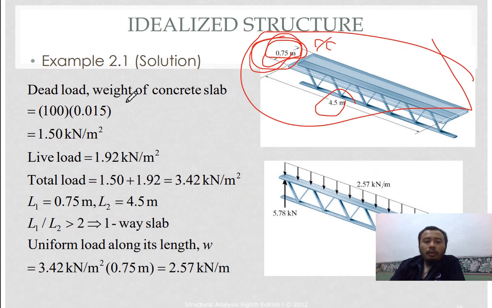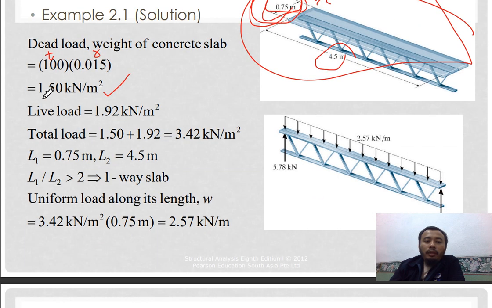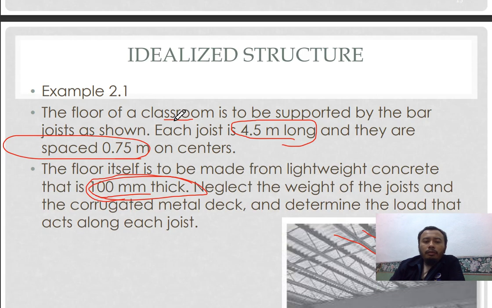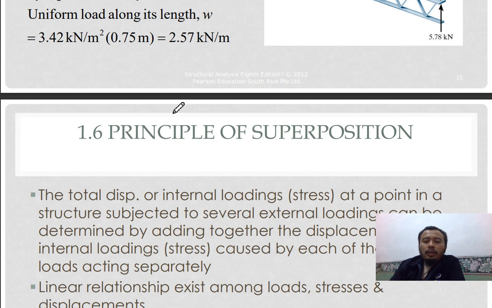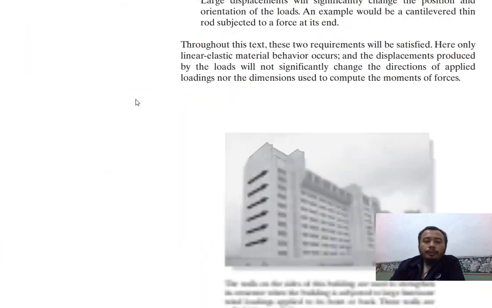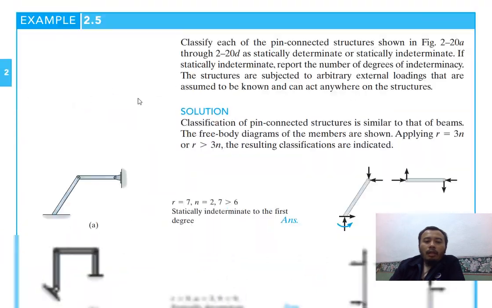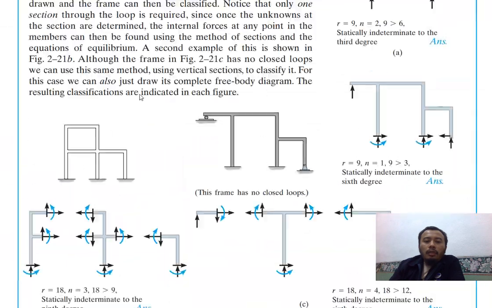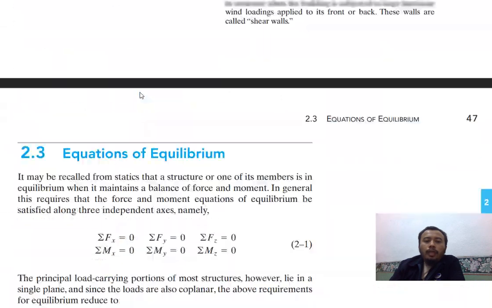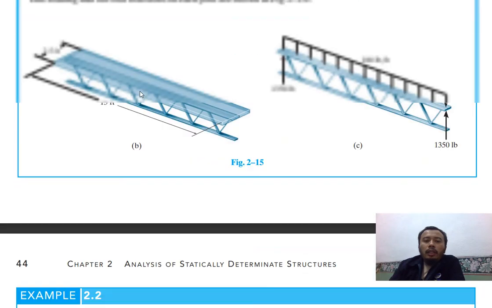So the weight of the concrete slab is equal to the thickness of the lightweight concrete times the density of concrete. So you get kilonewton per meter square, the dead load of the concrete slab. And then the live load is not given here, but actually it's in the table given by the design code.